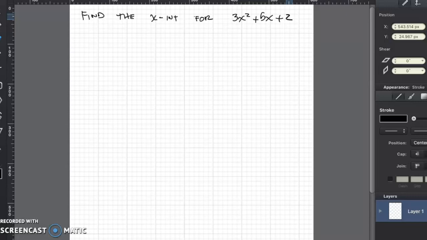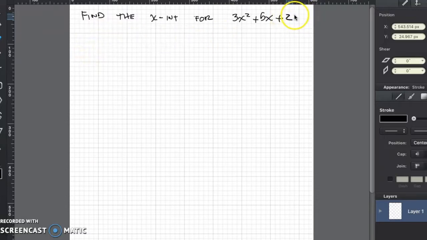Welcome back, mathematicians. This time we're going to be finding x-intercepts or roots for this expression. This expression is a little bit different. I have a number for a that's higher than 1. That's going to make things a little bit more complicated, but not much. It's definitely manageable. I want to find the two factors first.